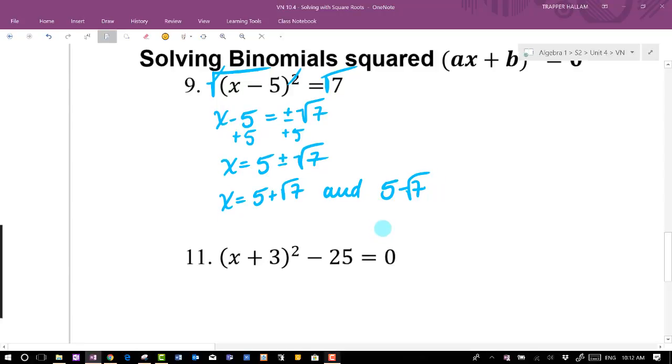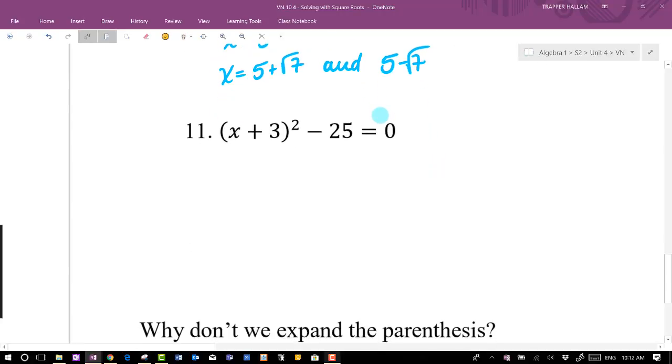So let's try that one more time. If we look at this one, same thing, except notice our term with our x, that's squared, that we want to get to, has a negative 25 on it. So we're going to add that 25 to the other side first. So we're left with x plus 3 squared equals positive 25. Square root both sides.